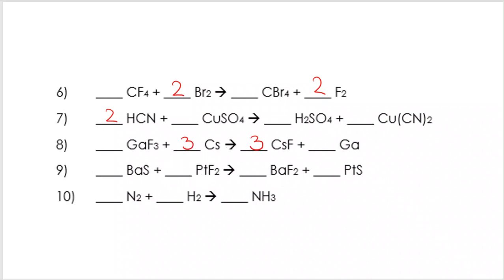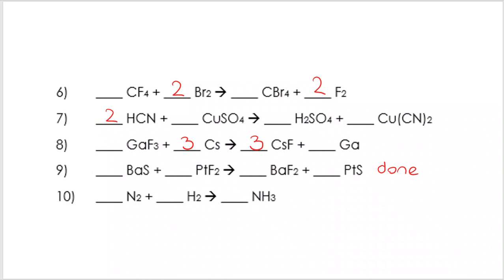On to the next one, I've got barium sulfide and platinum fluoride, and I am looking at barium fluoride and platinum sulfide being made. So when I work through here, I've got 1 Ba, 1 Ba, 1 S, 1 S, 2 Fs, 2 Fs, 1 Pt, 1 Pt. It's actually already balanced. We don't need to add any numbers.